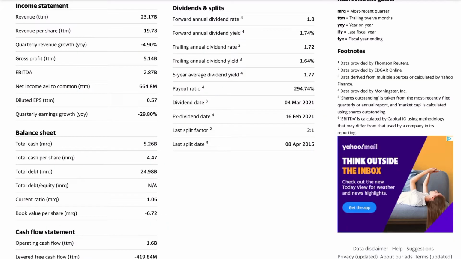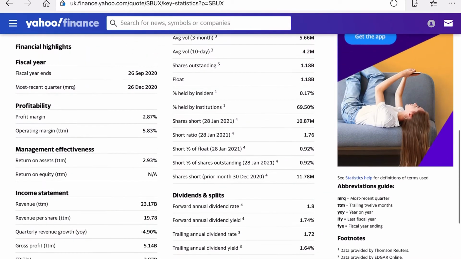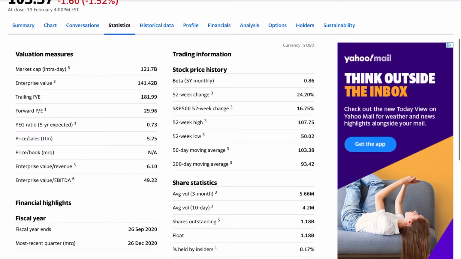You can see the cash flow statement as well, the amount of operating cash flow they have, or levered free cash flow. I won't get into those metrics, but you can find out what they are. The whole idea is to be able to do the research on your own, to understand as much as you can, when you can.